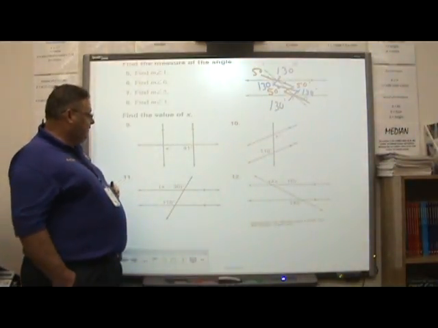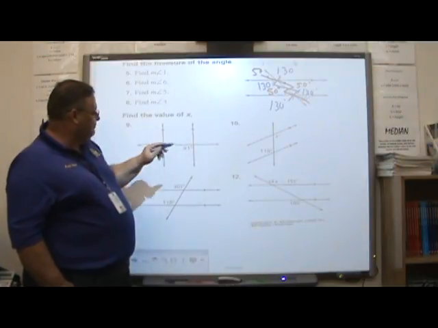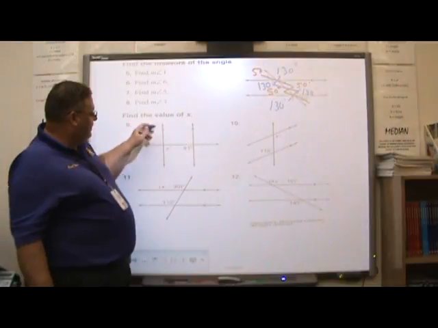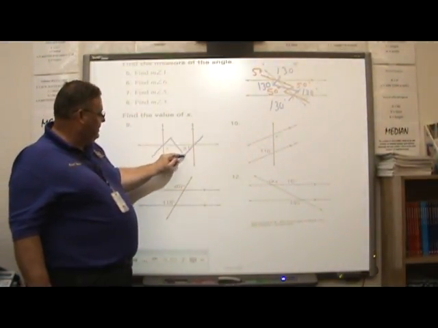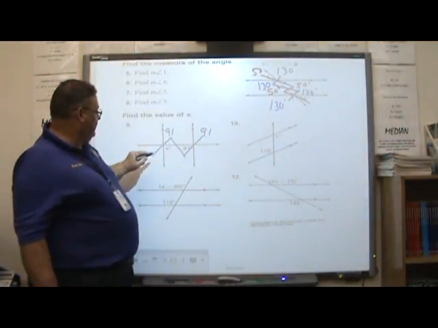All right, let's take a look here. I know here's my parallel, so I got a transversal. They just switched it around a little bit for us. Okay, so parallel lines cut by my transversal. So there's the angle I know, so I'm going to make my Z. So these are all 91. Okay, these are all 91 degrees.